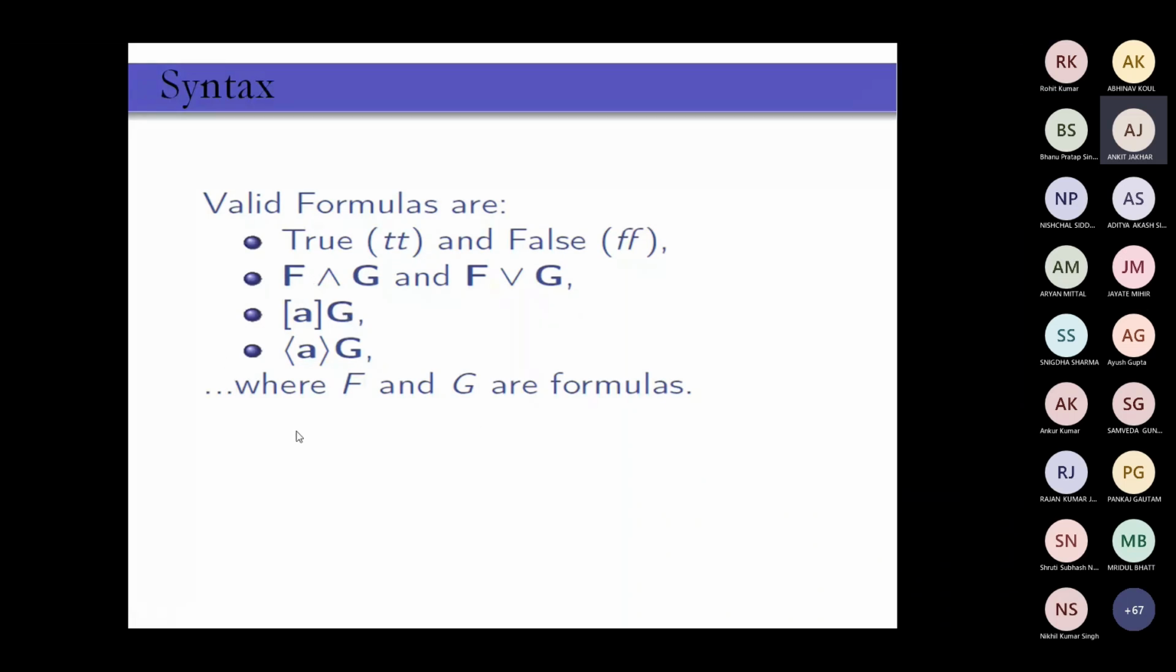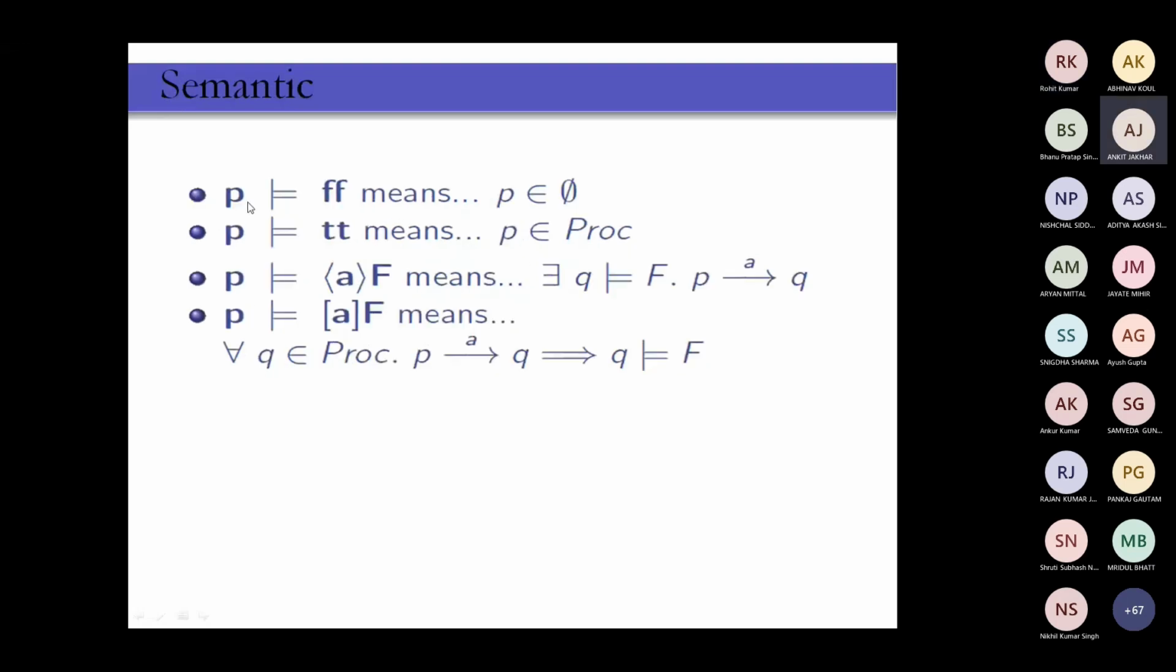Say F and G are some logical formulas. So what is the semantics? Syntax is this one. P satisfies FF: if there is any state or process satisfying FF, it means P belongs to phi, that is, there is no state which satisfies FF. P satisfies TT means P satisfies all the states, so P belongs to the states of all the processes. If you have 10 states in any system, TT will be true in every state.